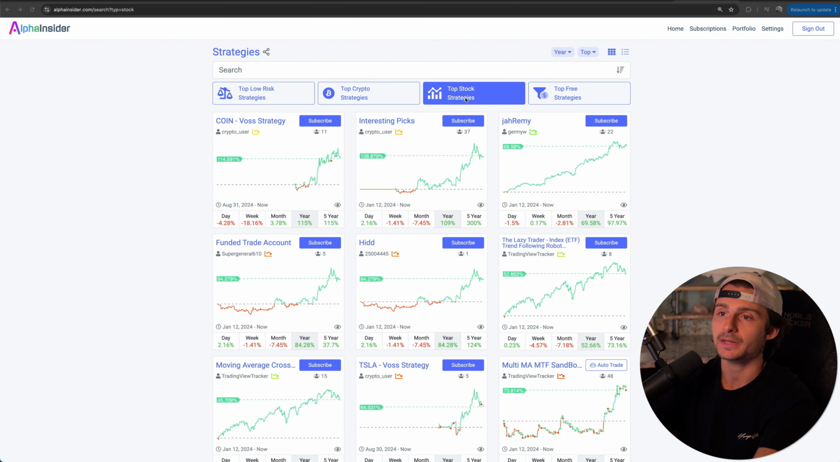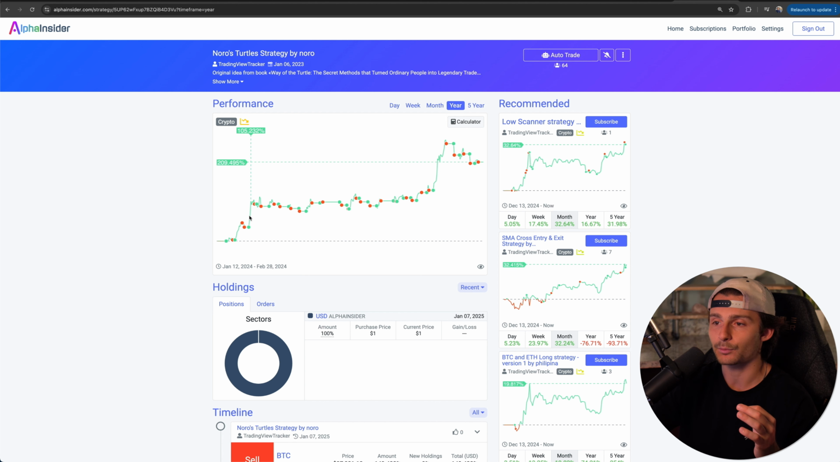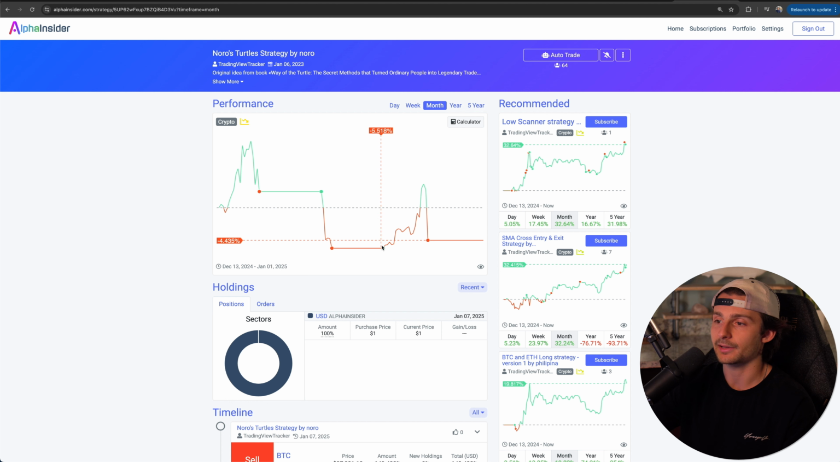When I click on these different things, the top strategies will rise to the top. Each of these dots, the green and the red dots, that is a buy or a sell. We have got a sell, a buy, a sell. So you got a couple sells and a couple buys over the past month.